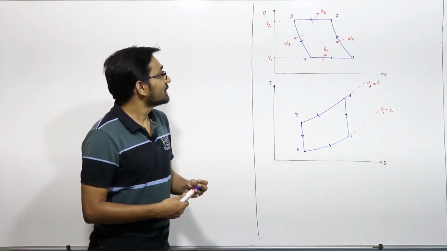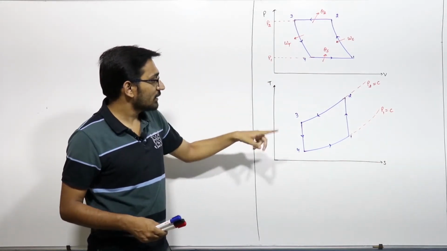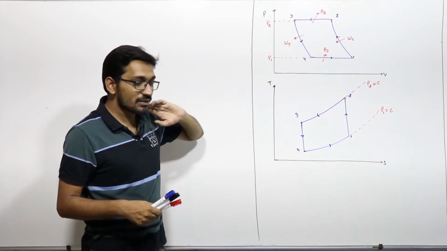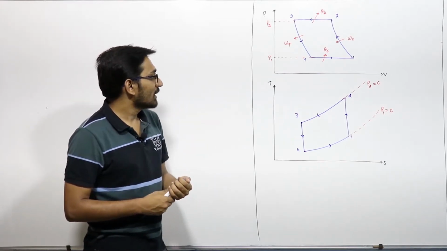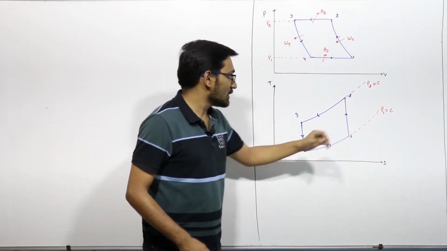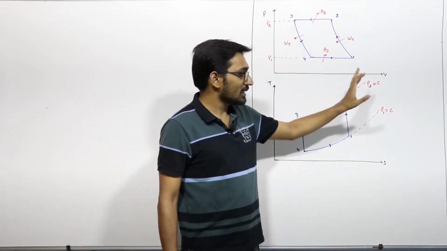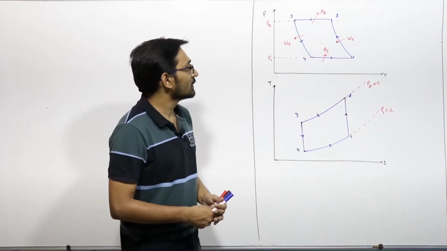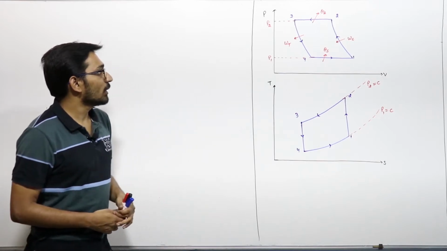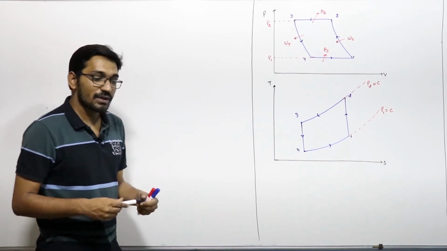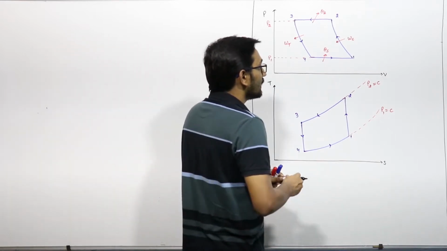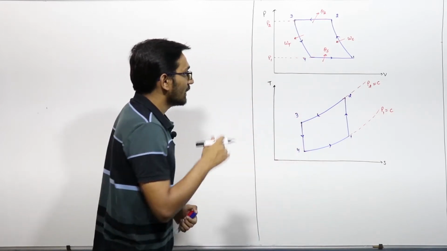Now, as we discussed, this is the P-V and T-S diagram of the reversed Brayton cycle, right? And this pressure is P1 equal to constant, and this pressure is, let us say, P2 equal to constant. Now we have to find the COP of this reversed Brayton cycle. We have to derive the expression for it.